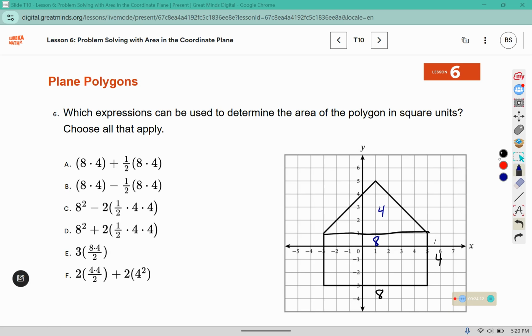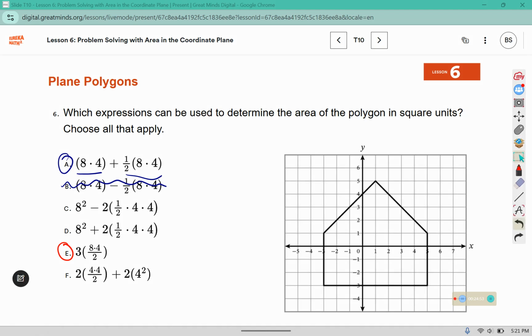So here I see the bottom rectangle and the top triangle added together. We wouldn't want to subtract them because we want the total area here. We could also cut this up into another triangle. Here's an 8 by 4 triangle, an 8 by 4 triangle, and an 8 by 4 triangle. That would be 3 8 by 4 triangles. That is E. 8 times 4 divided by 2 would be 1 triangle, but we need 3 of them.